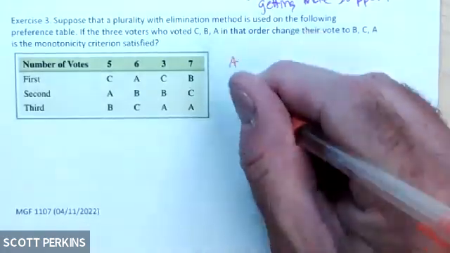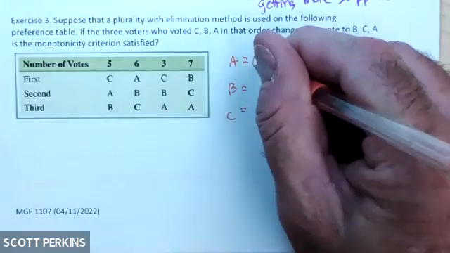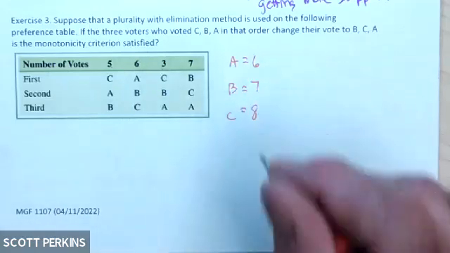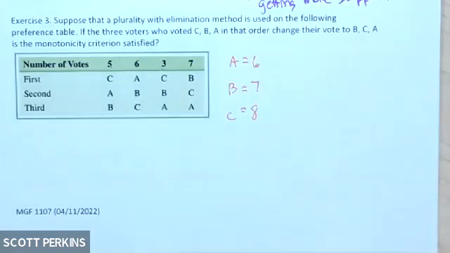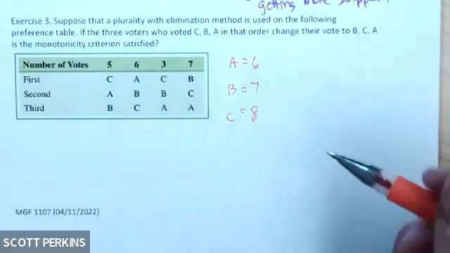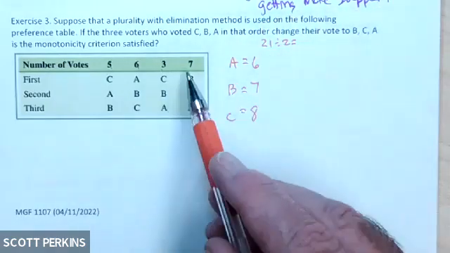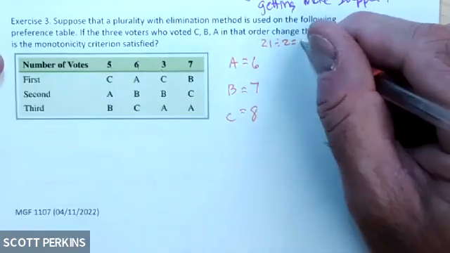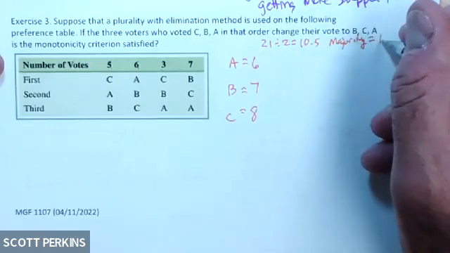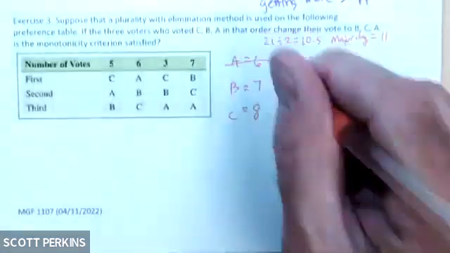We've got A, B, and C. When we start off, A gets 6 votes, B gets 7 votes, C gets 5 plus 3, so C gets 8 votes. For a majority, since I've got 21 votes total, 21 divided by 2, what does that mean a majority is going to be? 11. So the majority equals 11. No one got to 11, so A is going away.